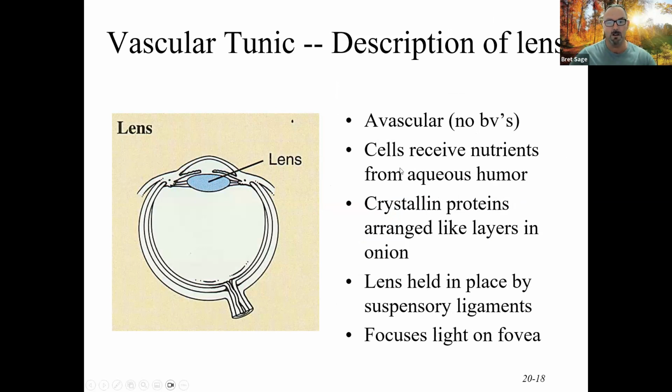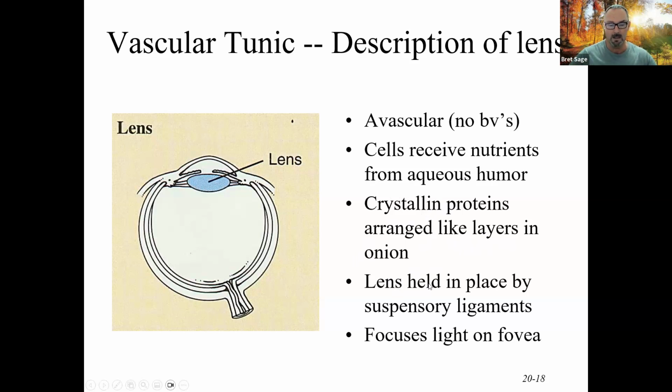The cells receive nutrients from the aqueous humor. That's that liquid that's produced here. There'd be both oxygen and nutrients there, and the waste would be removed and sent out through the canal of Schlemm. They're crystalline proteins in the lens arranged like layers of an onion. Their job is to bend to change the focal length of the light.